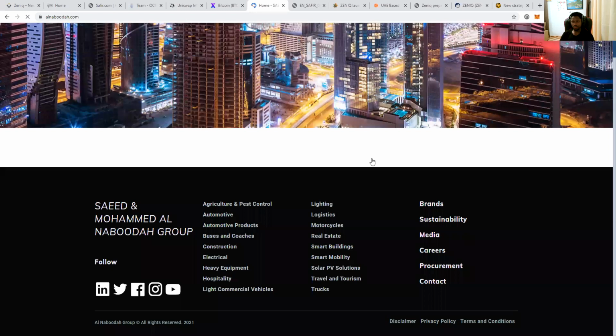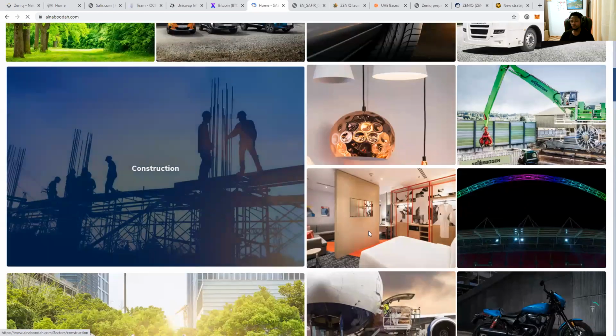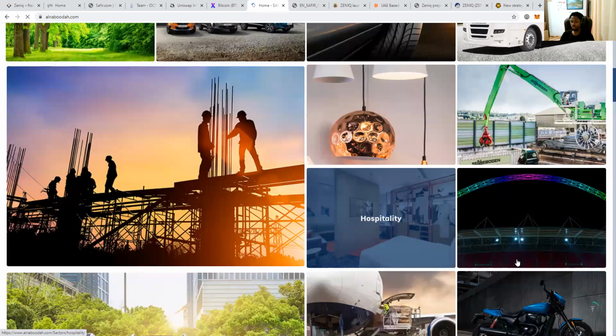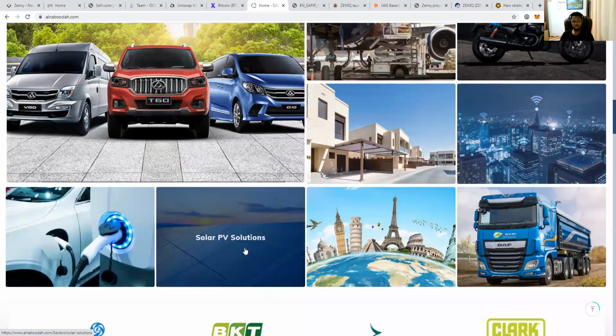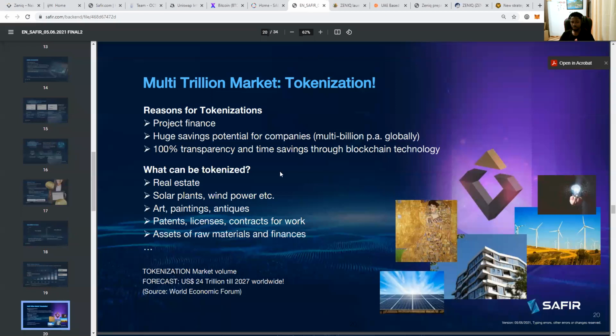Al Nabuda is into all of this already. This is huge. Real estate, all of this, smart buildings, smart mobility, solar, all of this. Al Nabuda is already operating in that space. So it tells you what Zeniq has started, what Zeniq's potentials could be in the future. And this should be a level of information that could give you an intuitive information on what to do.